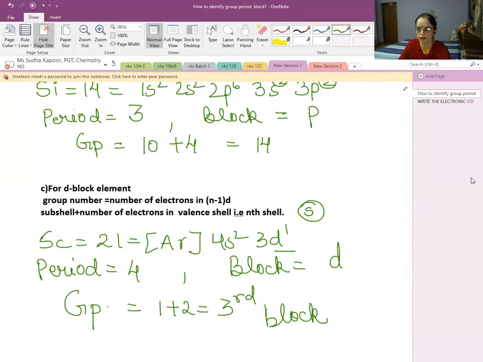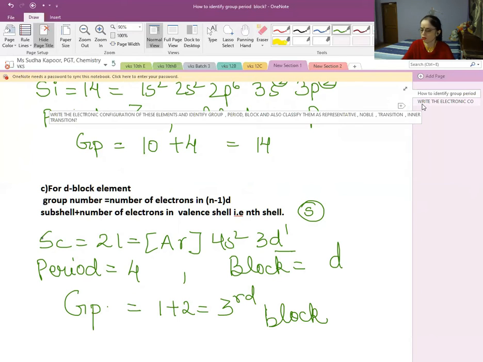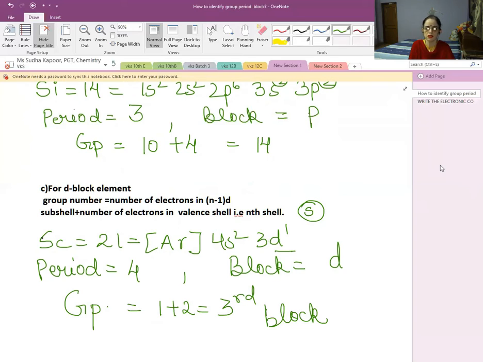Now let us do one more example. For the f block, the group number cannot be given directly because the f block consists of the elements which lie after lanthanum and those which lie after actinium.